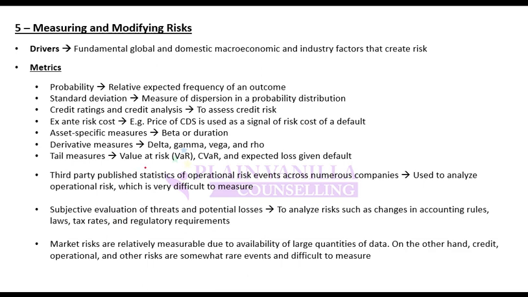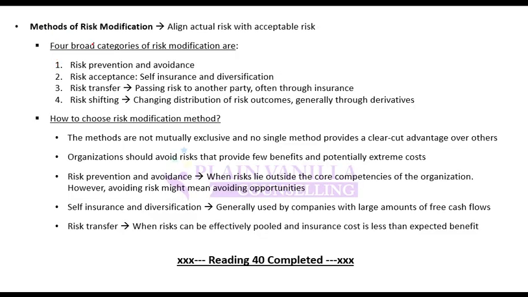So measuring and modifying this. So this was the measuring part. Once you have measured it, how do you modify it? So there can be four. So what is modification first? Modification is aligning actual risk with acceptable risk.